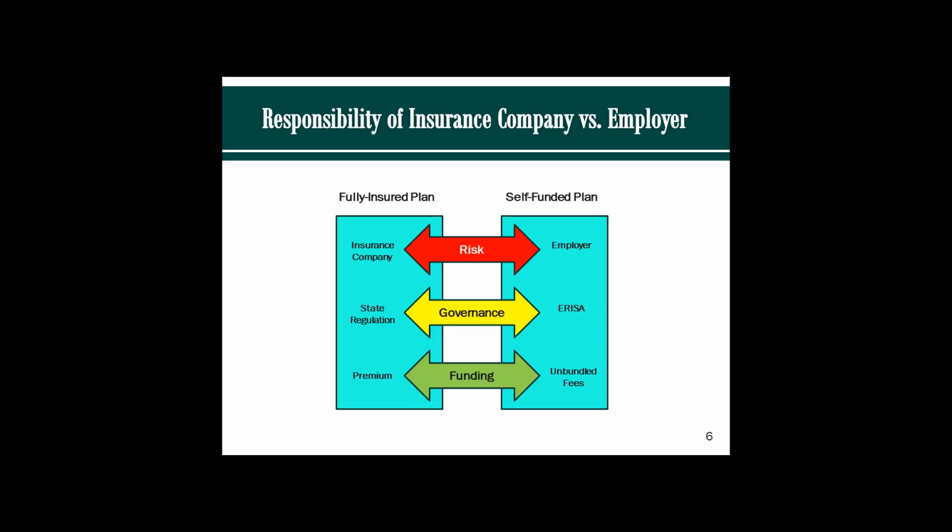Now, on the self-funded plan, the risk is with the employer. Obviously, the risk transfers when you are self-insured. You are insuring yourself. The governance is all under ERISA, and the funding, as we saw on the previous screen, is all unbundled. And so you basically have 3 different costs. Again, you have the claims costs, you have the stop loss or reinsurance costs, and then you have the TPA costs or the third-party administrator costs.